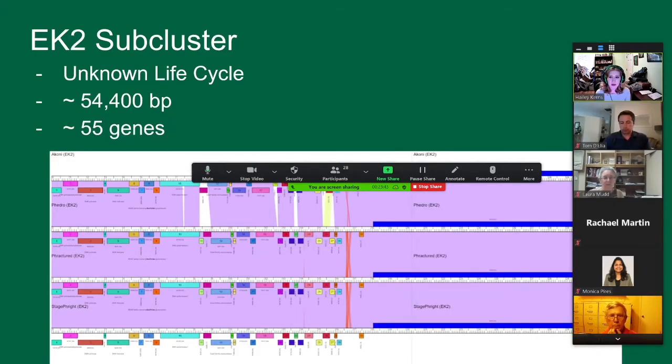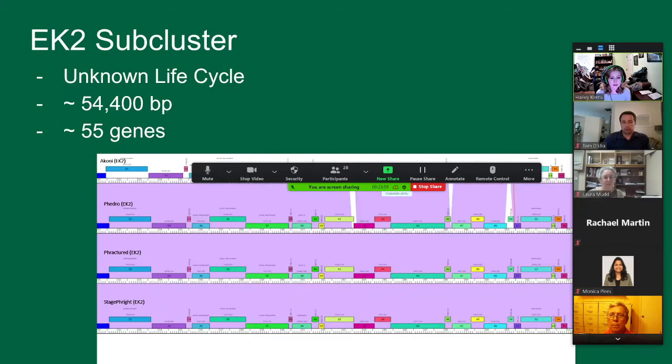And when we come to the EK2, once again, St. Leo has not worked with these directly before, but they'll be used in a comparison in a couple slides. They also have an unknown life cycle, and they are around 54,400 base pairs and have 55 genes, usually.